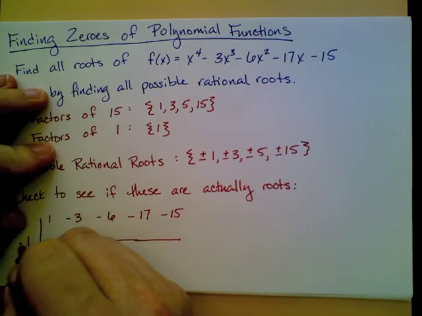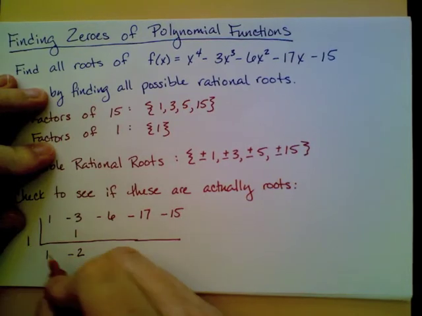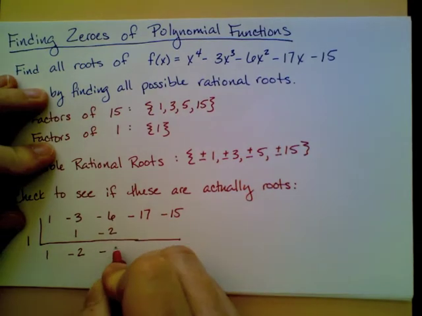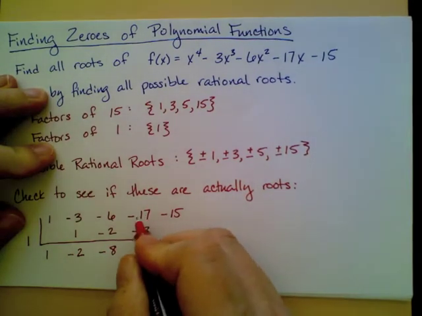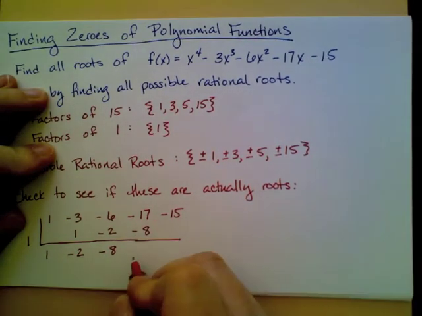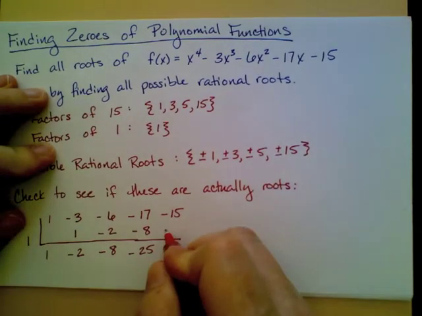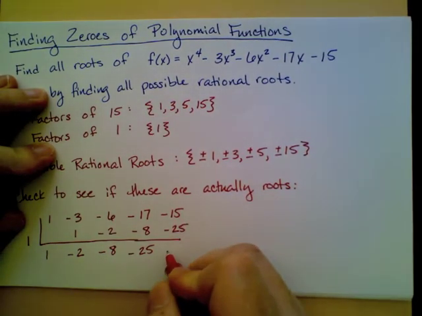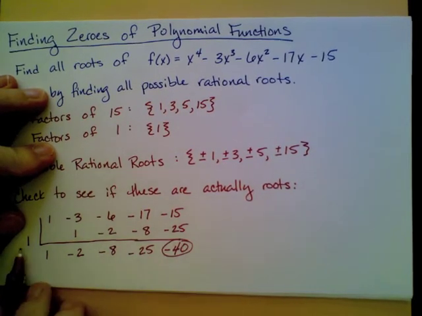So I bring down the 1. 1 times 1 is 1. Negative 3 plus 1 is negative 2. 1 times negative 2 is negative 2. Negative 6 plus negative 2 is negative 8. 1 times negative 8 is negative 8. Negative 17 minus 8 is negative 25. 1 times negative 25 is negative 25, and negative 15 plus negative 25 is negative 40. So this remainder is not 0, and so positive 1 is not a root.